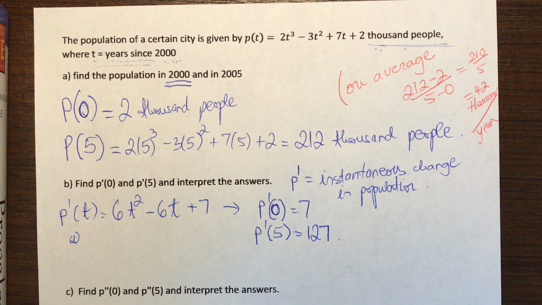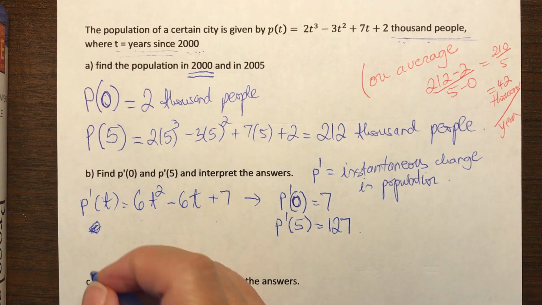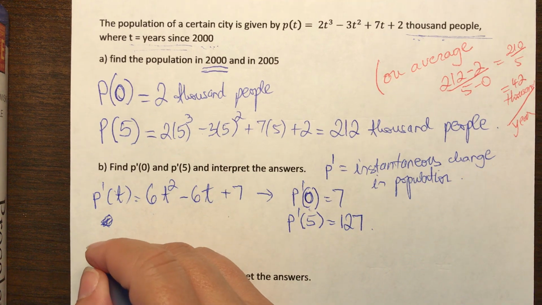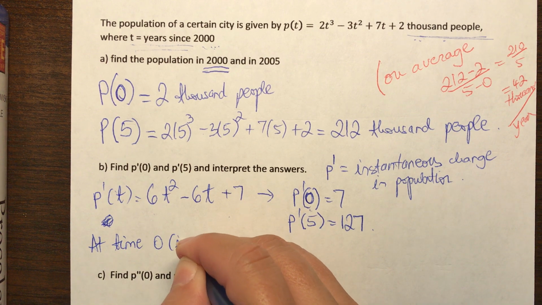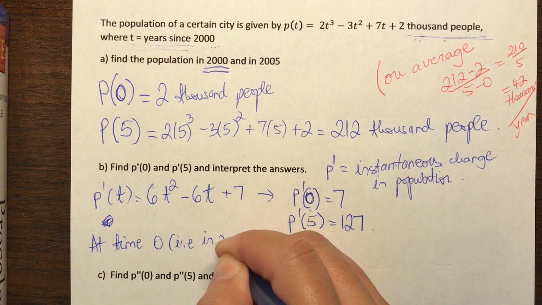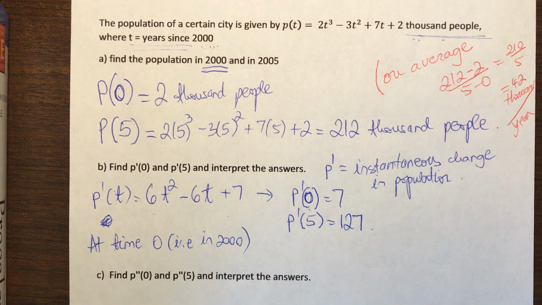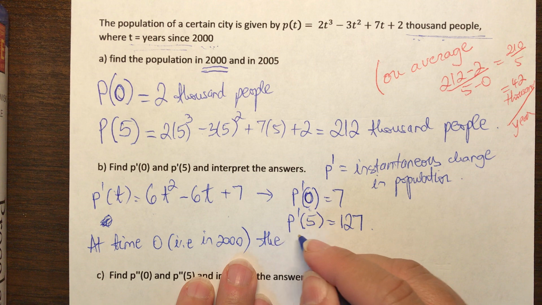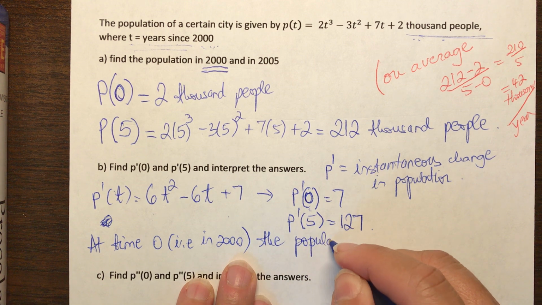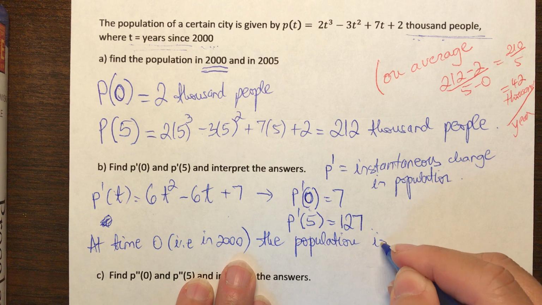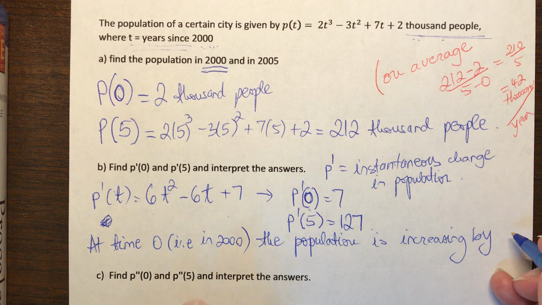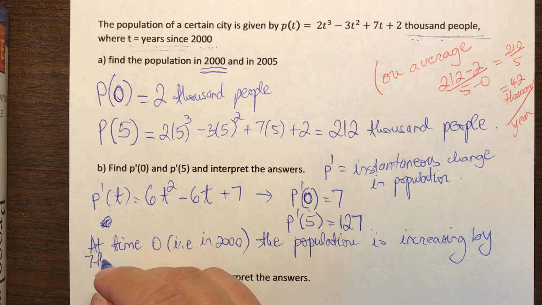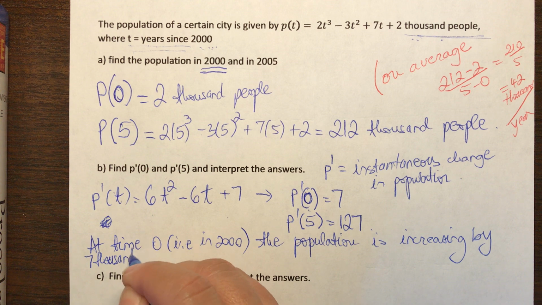So what does that mean? That simply means, let's write it down. Initially, right, at time 0. So you can write at time 0, or you can say initially, i.e. in 2000. By year 2000, the population is doing what? Is increasing by how much? By 7,000 people per year.